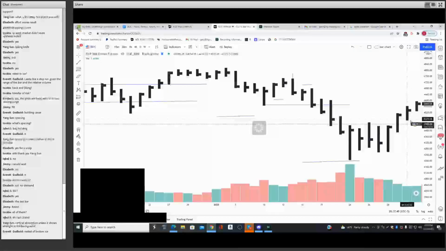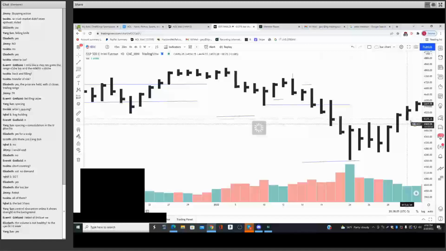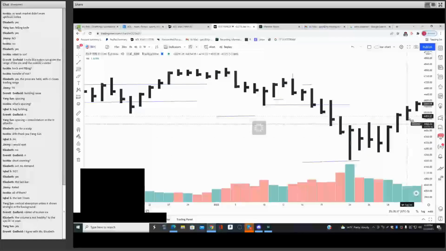Vertical absorption. Hey, Charlie. Vertical absorption in a bullish market. Lack of demand when you come from weakness. Okay? Understood? Volume doesn't really decrease as the market rises. What would make this bullish? If the volume started to decrease on each bar, then it wouldn't be a failed reversal, would it?